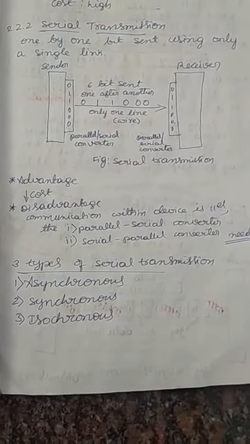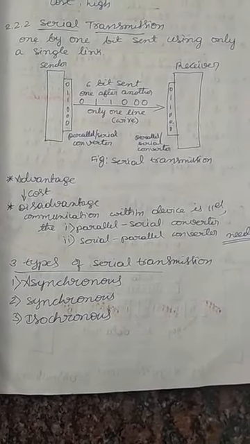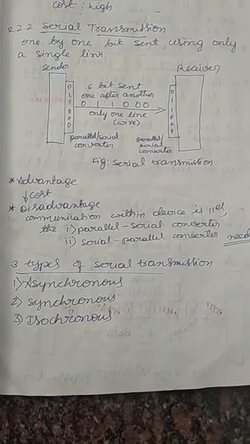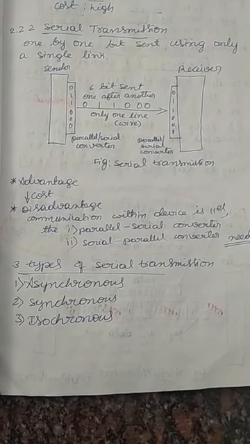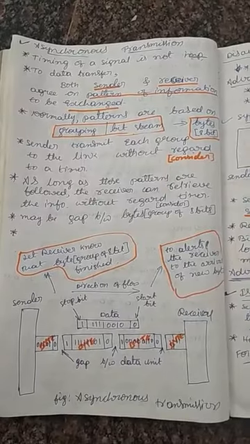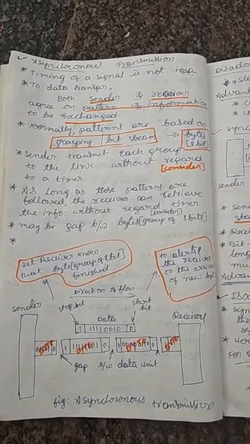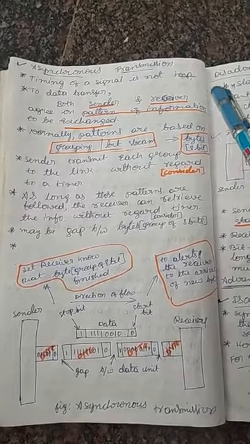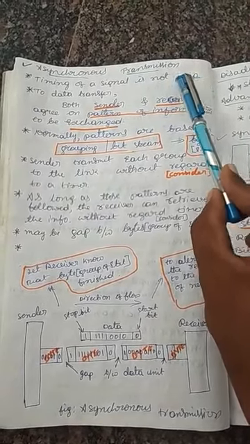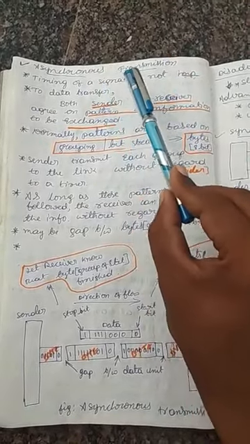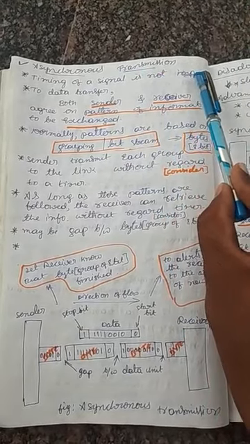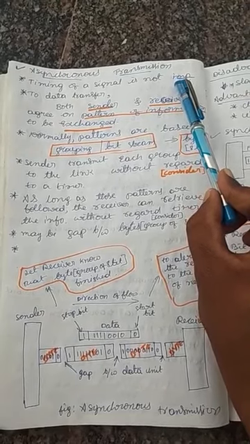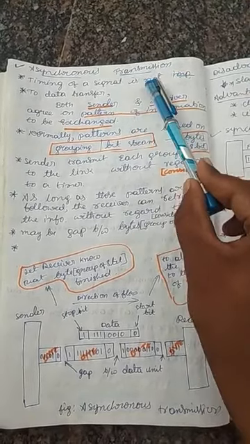I told you that there will be 3 types of serial transmission. The first one is asynchronous, the second one is synchronous, the third one is isochronous. Now I will explain asynchronous transmission. Here in asynchronous transmission there will be no importance for the timing of the signal. You are not going to consider or give importance to timing.